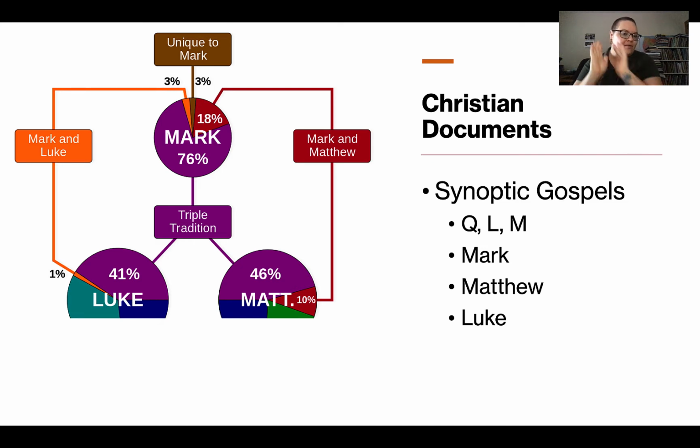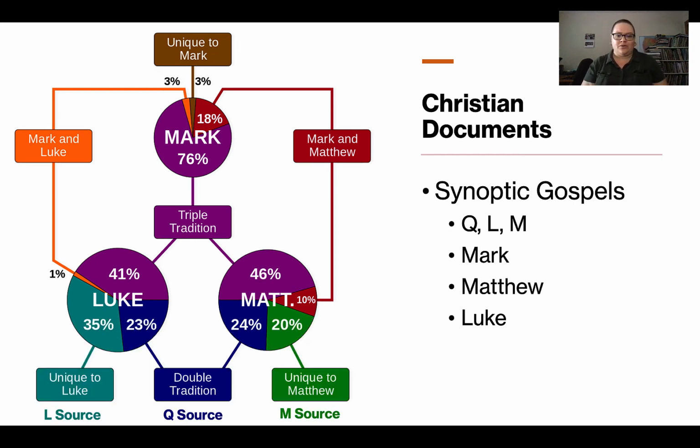Then there are bits that Mark and Matthew share, and Mark and Luke share. And there's a little bit that's just in Mark. Just a little bit. Not a lot. Mark is largely corroborated by the other Gospels, right? Mark is the one that is the most well attested. Most of its material you can also find in another Gospel.